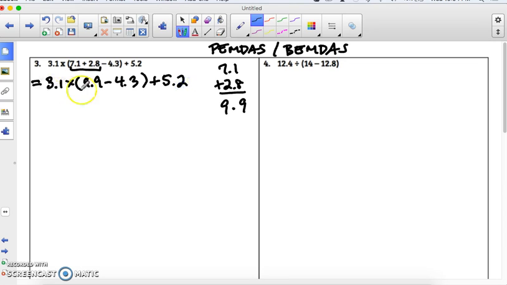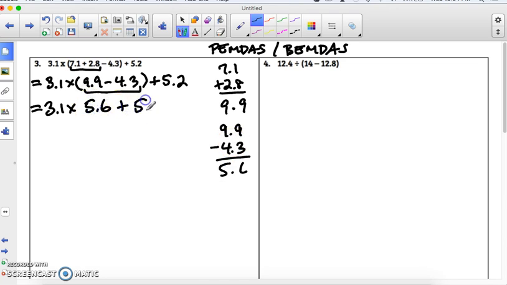Now, I still notice too that I left it in brackets because I haven't fully solved the bracket first. So it nicely lines up the next line. Again, recopy everything. You have to do this step by step. You're going to recopy 3 and 1/10 times 9 and 9/10 minus 4 and 3/10. I'm going to take that out of brackets now because that'll be my next step because it's the subtraction. So I'm going to work that out. That becomes 5 and 6/10 plus 5 and 2/10.